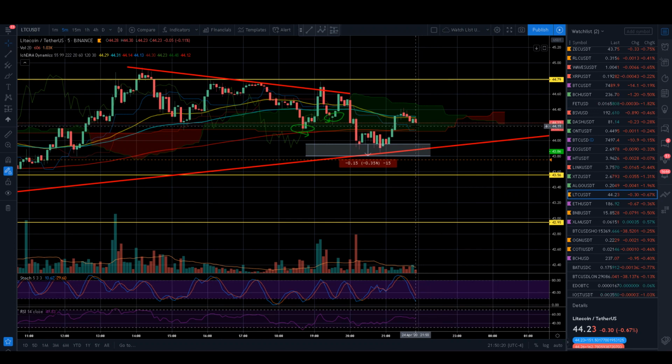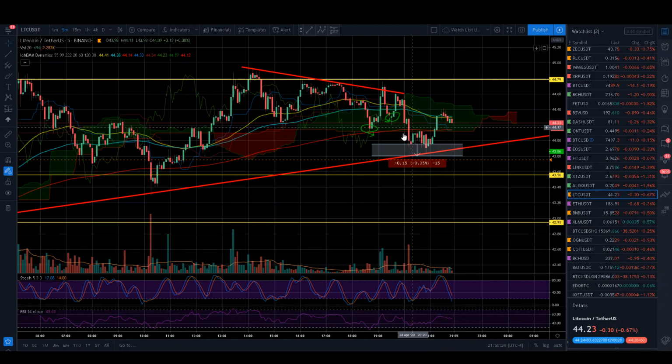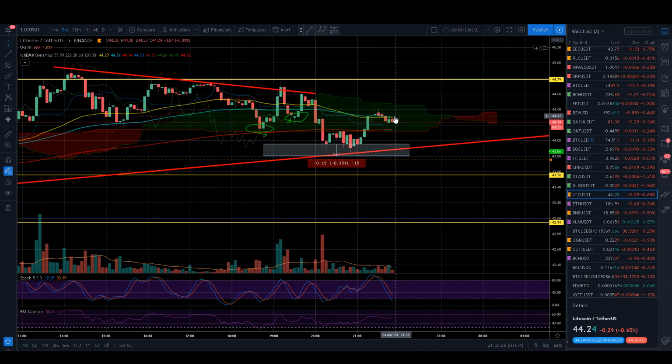So we actually can use that as potential support. So we're in a good position here, especially on LTC, more so than the other majors. We're going to have to see if this support down here can hold and we get this reversal on the 5-minute. That would be good because we might be able to get one more push up before that 15-minute reverses.